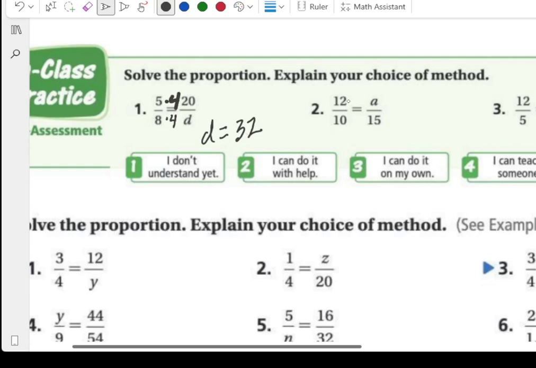So we're going to cross multiply here. 12 times 15, that's going to give you 180. And then 10 times A is 10A.